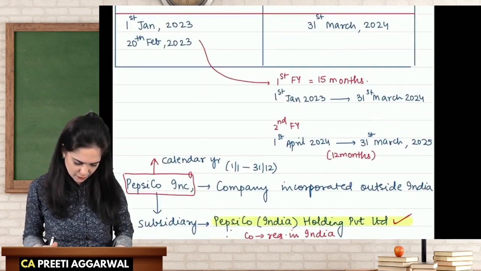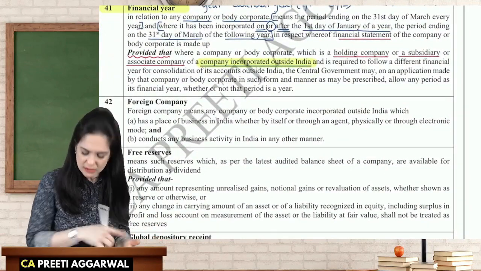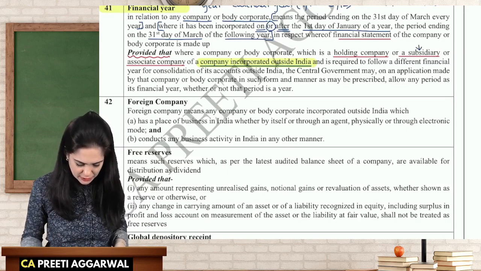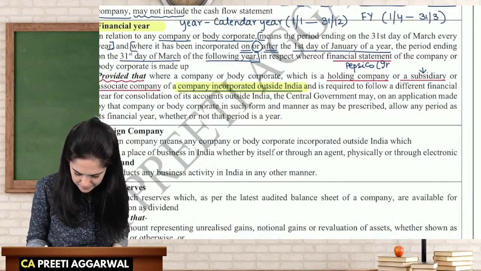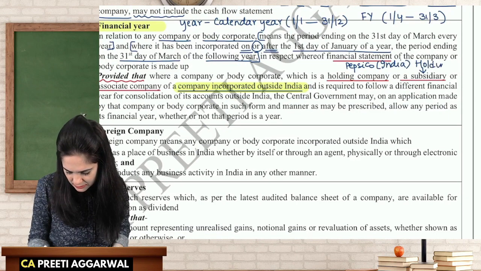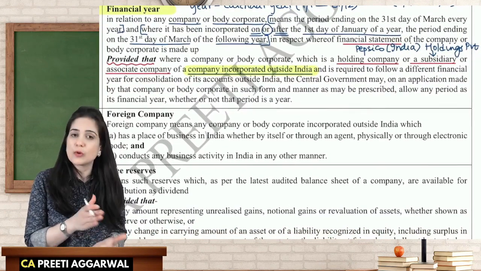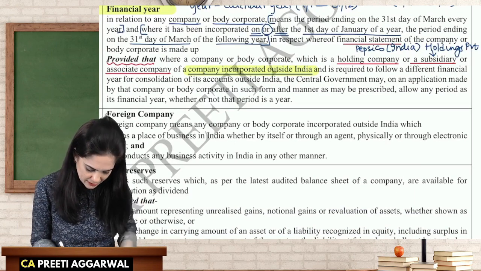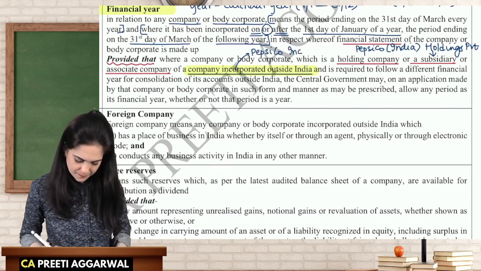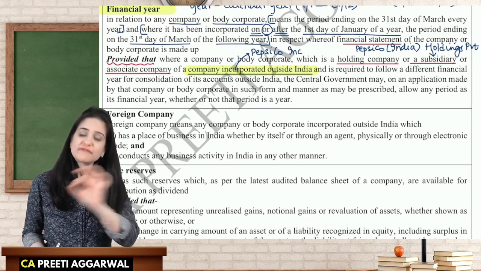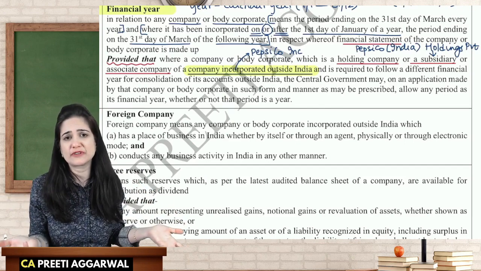Let us read all this from the notes now. Provided that where a body corporate or a company which is a holding or subsidiary. Now in my example, I chose subsidiary company and the name was PepsiCo India Holdings Private Limited. I chose this. So body corporate, which is a holding or a subsidiary or an associate of a company incorporated outside India. So in my example, it was PepsiCo Inc. Yes. And it is required to follow a different financial year for consolidation because I want to know the position of the group as a whole.